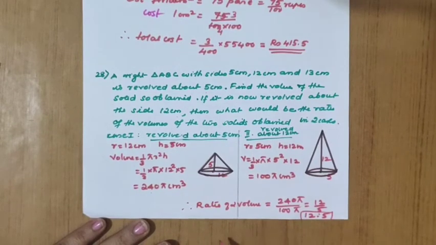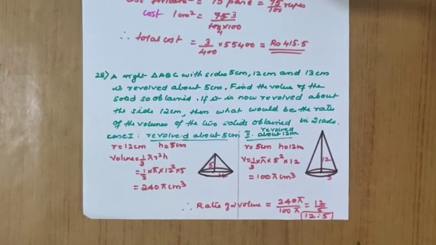The question is not completed. Ratio of the volumes are 240 pi by 100 pi. It is equal to 24 by 10 only. Again we can cancel. So your answer is 12 by 5. So the ratio is equal to 12:5.